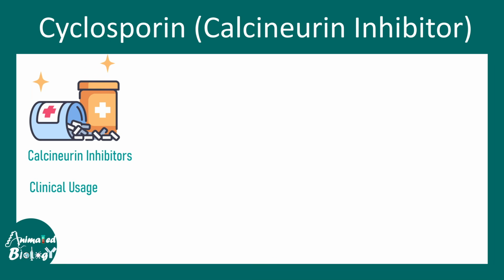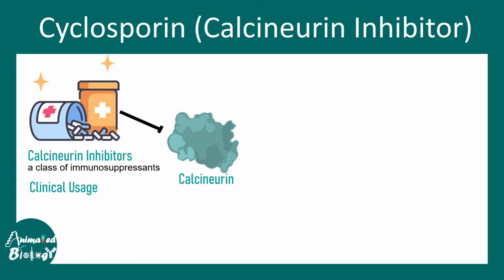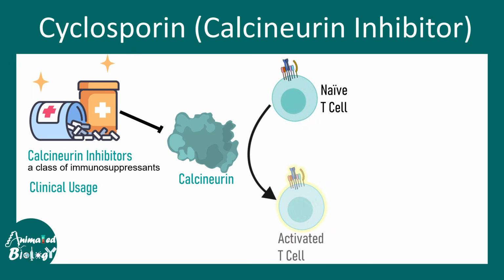Cyclosporin is generically known as a calcineurin inhibitor. So obviously, it would inhibit calcineurin, which is a calcium-dependent phosphatase. Why is it important? Because calcineurin is known for its function to activate T cells. Activation of T cells is a potent immunological response, and that is inhibited by cyclosporin.